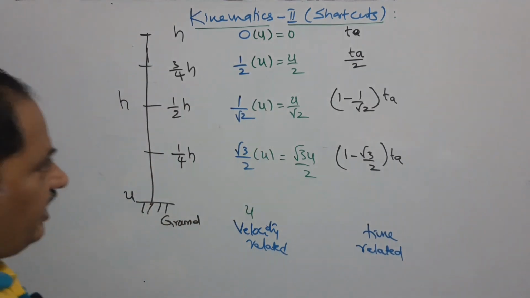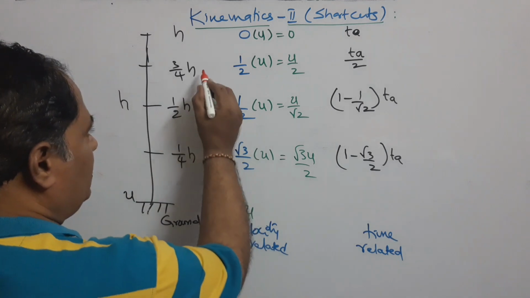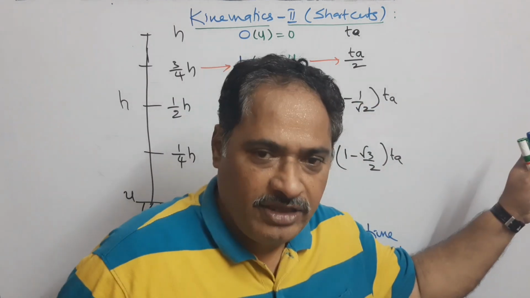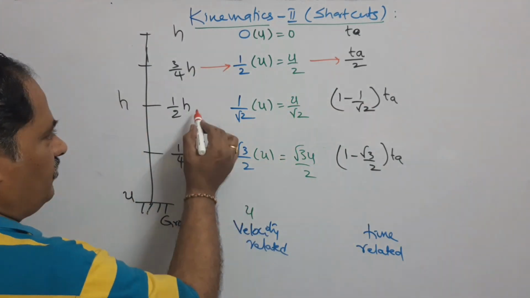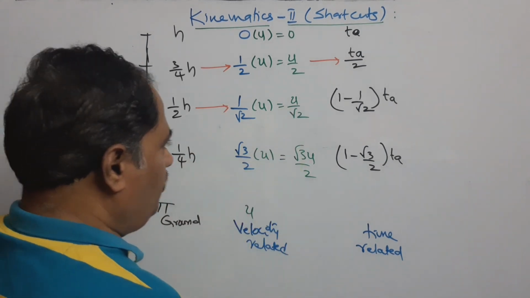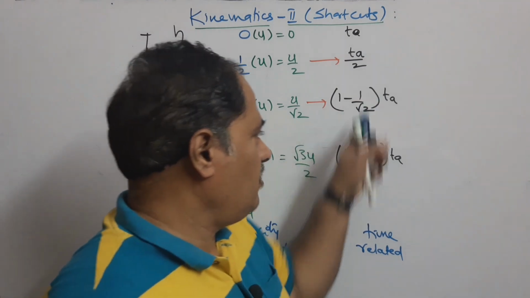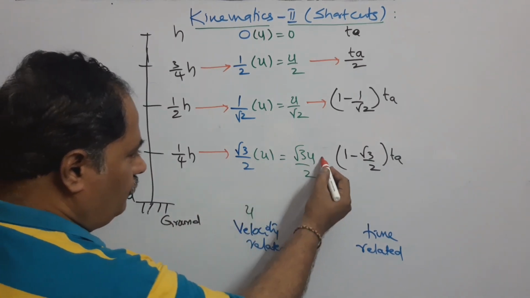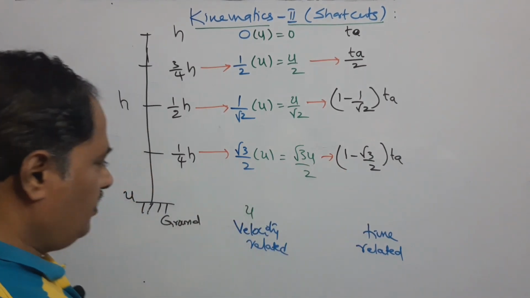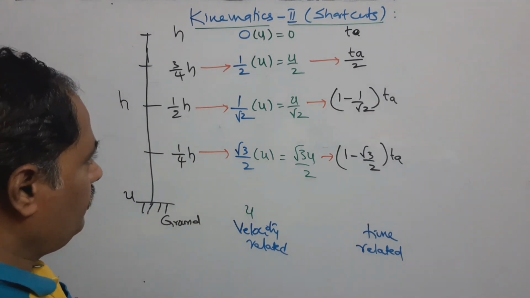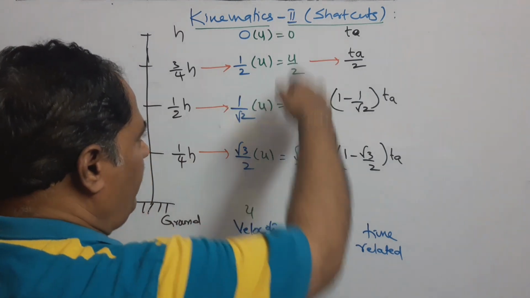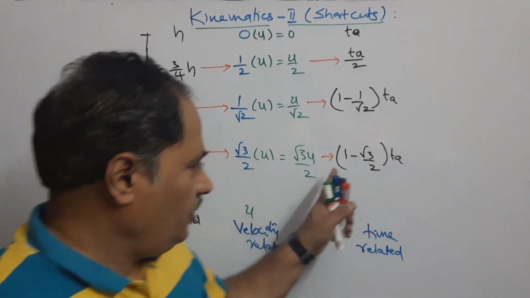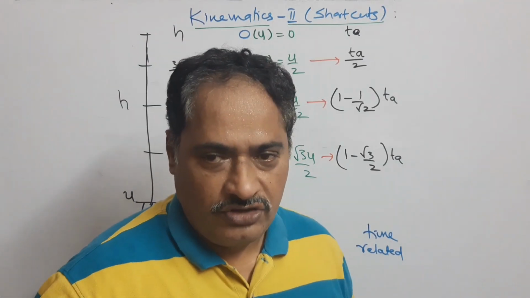Hence, in the corresponding cases, at 3/4 of maximum height, the velocity is u/2 and the time taken by the object to reach there is TA/2. At half of the maximum height, the velocity is u/√2 and the time taken is 1 minus 1/√2 into TA. Here it is √3u/2, and the time taken can be considered as this value. Of course, this is the ground point. So one has to remember these values: 0, TA, u/2, TA/2, u/√2, and √3u/2 with 1 minus √3/2 into TA. So, these are the values.